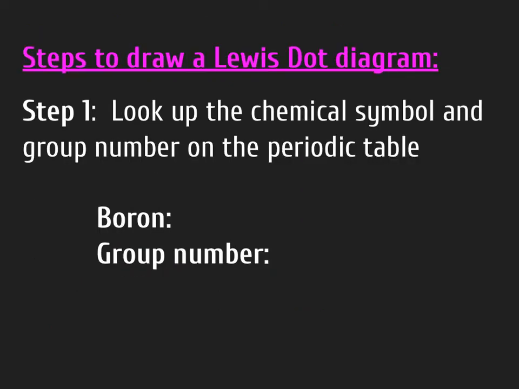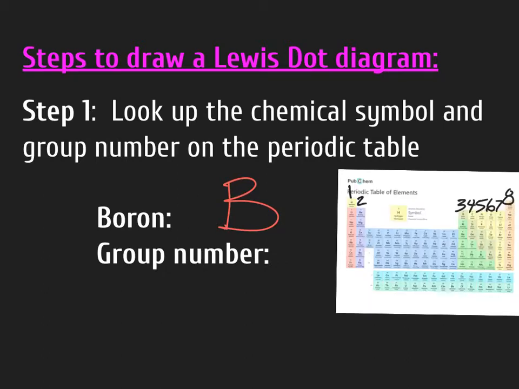3 steps to getting this Lewis dot diagram done. Step 1 is finding the element on the periodic table, locating its symbol, so boron, B, and locating its group number, which is 3. So step 1, chemical symbol, group number.